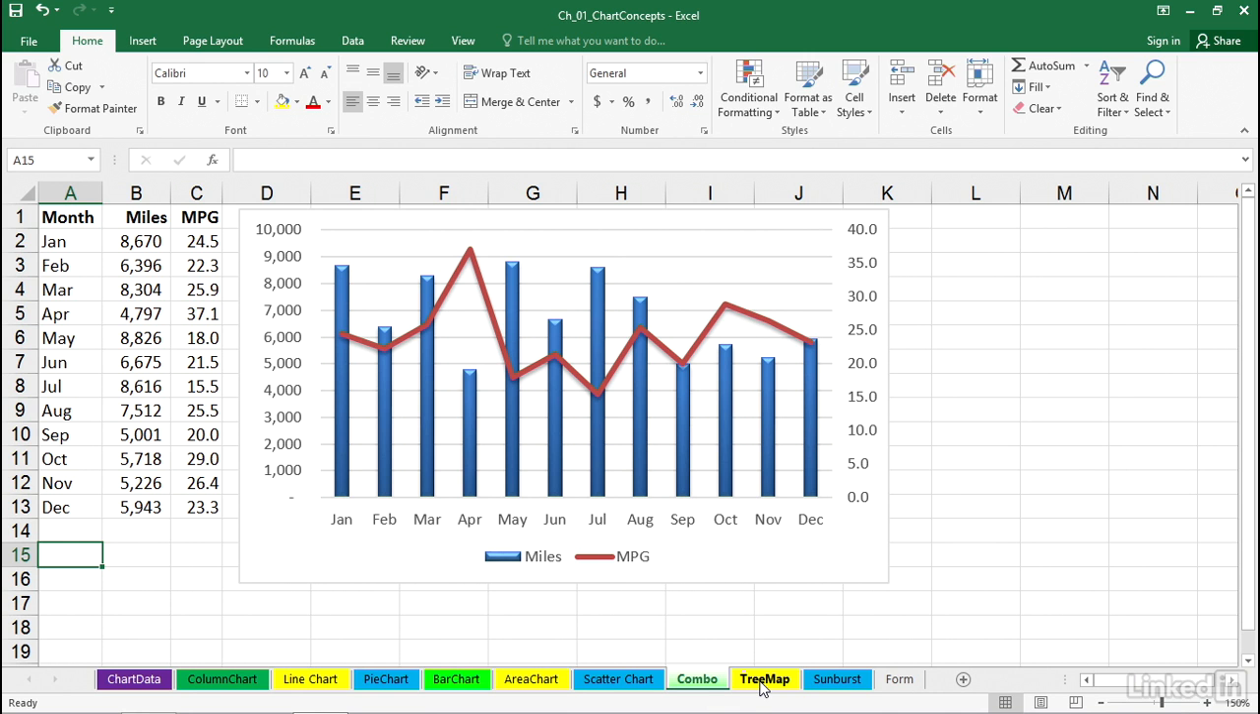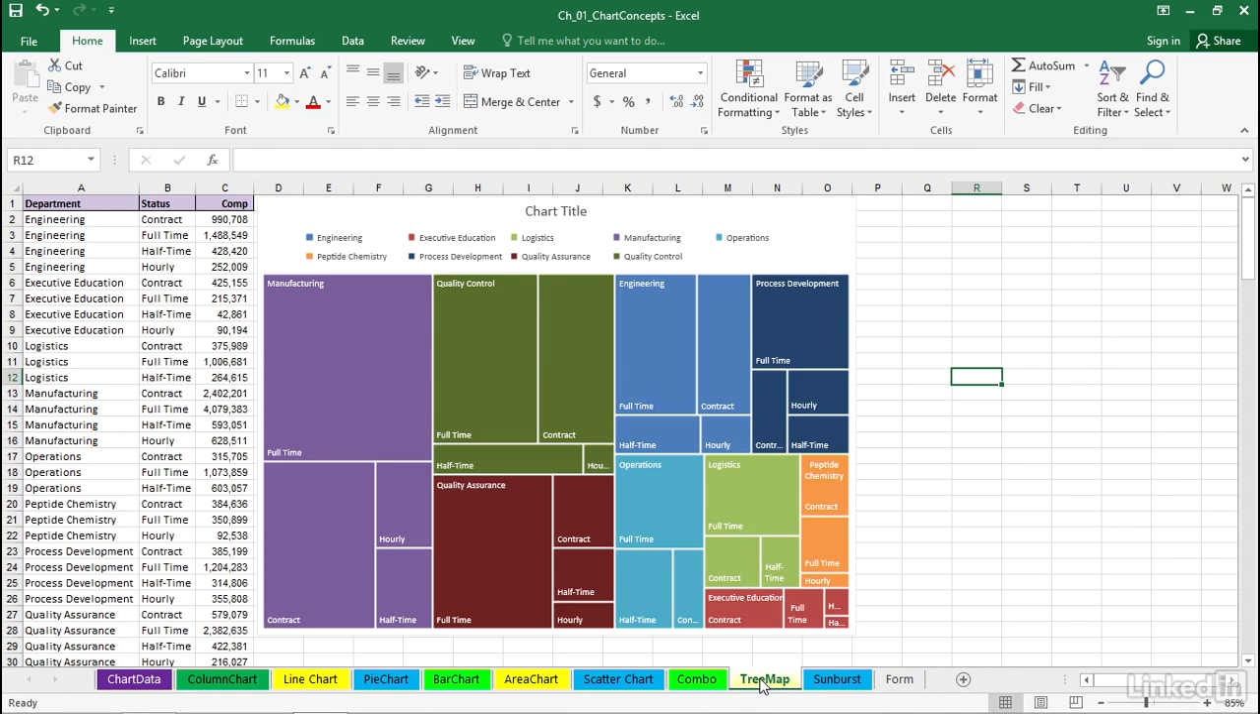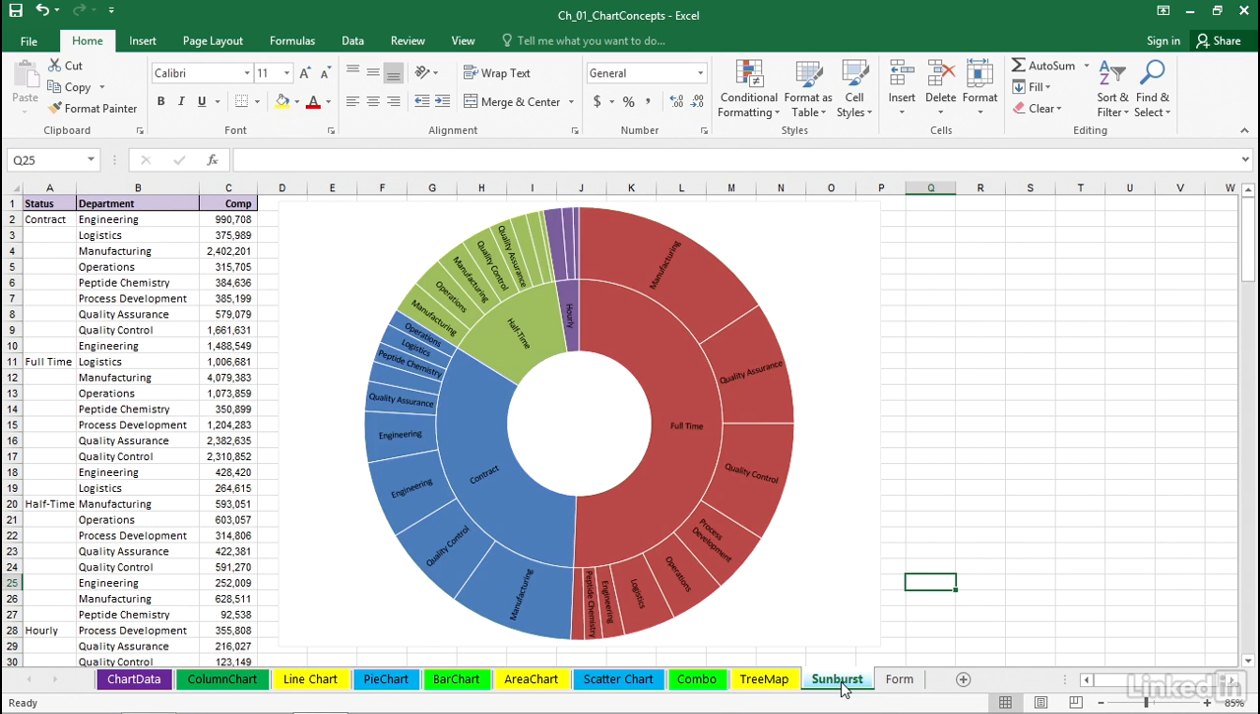A new chart in Excel 2016 is called a tree map. And you can pretty quickly figure out what's going on here. We've got various hierarchical relationships showing up in this chart. And also sunburst, another new kind of chart that shows that same kind of relationship in a different way.